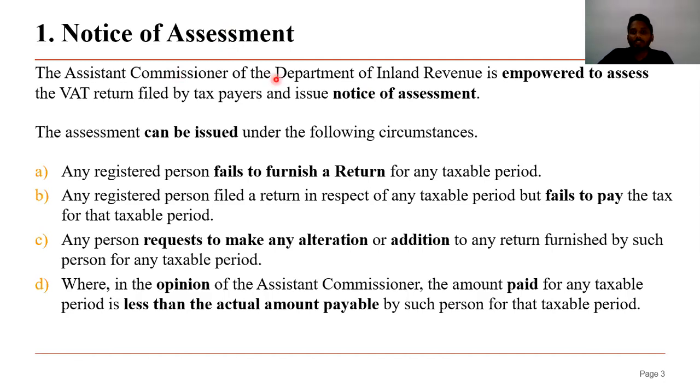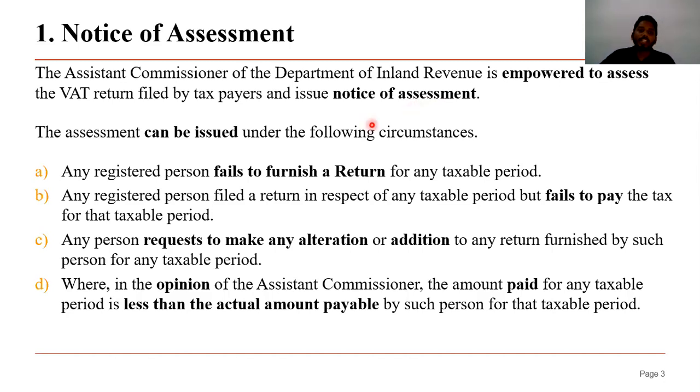Let's see this. The Assistant Commissioner of Inland Revenue is empowered to assess the VAT return filed by the taxpayer and issue a notice of assessment. Let's assume you file the VAT return mentioning 100 million, but department people can see that you have declared erroneously and the amount should be 200 million. Then they can issue an assessment saying your self-assessment is wrong, and the correct assessment is 200 million. Then you need to pay the balance VAT amount, right?